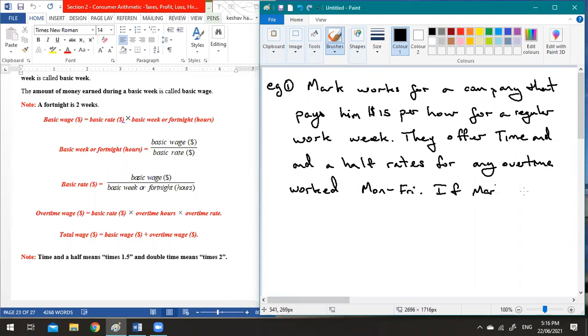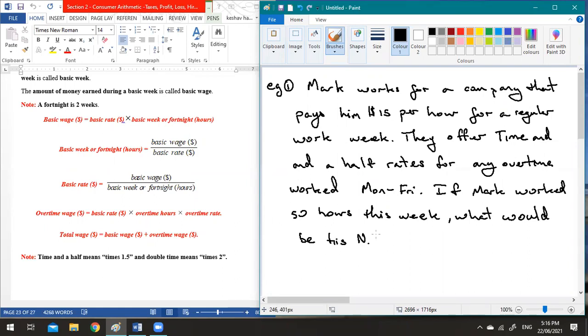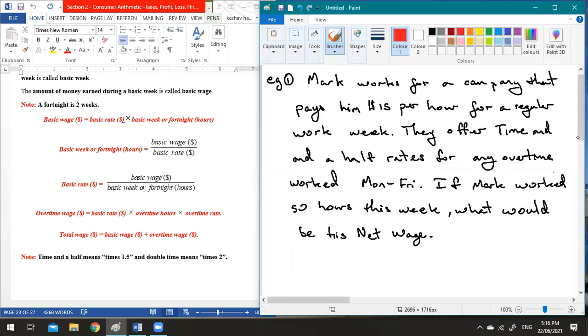If Mark worked 50 hours this week, what would be his net wage? Now, net wage is how much money I'll have at the end, or a gross wage. If you have to pay taxes and stuff, you'll minus your taxes before you calculate the net wage. So, in order to answer a question like this, we have to work it in parts.